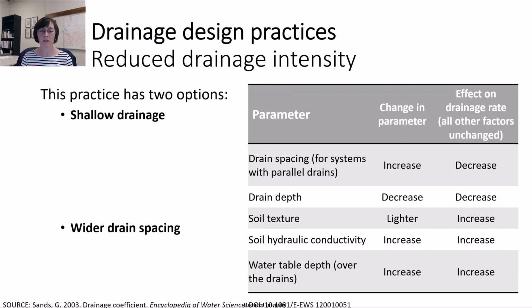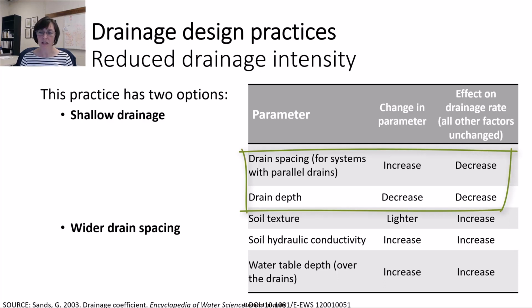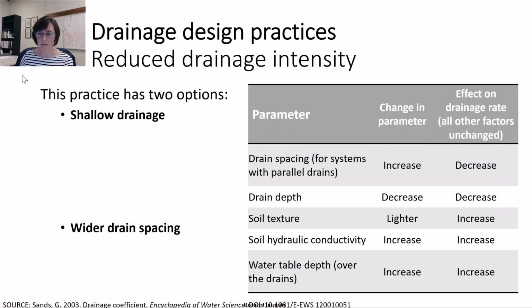There are two components or two options that come into play with this practice of reduced drainage intensity. Reducing the depth of drain pipe placement, this is known as shallow drainage, and placing the drain pipes wider apart in the soil. That's known as wider drain spacing. You can see from the table that both of those drainage design modifications result in lower drainage rates. First one, increasing the spacing between your drain pipes, and then the second one, decreasing the depth of drainage. That means placing those drain pipes closer to the surface in terms of shallow drainage.